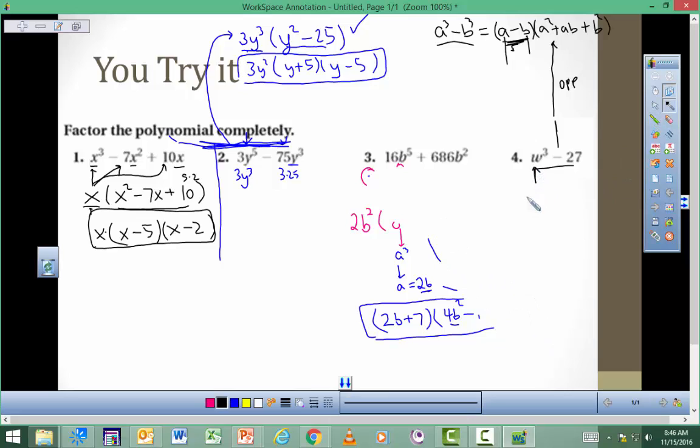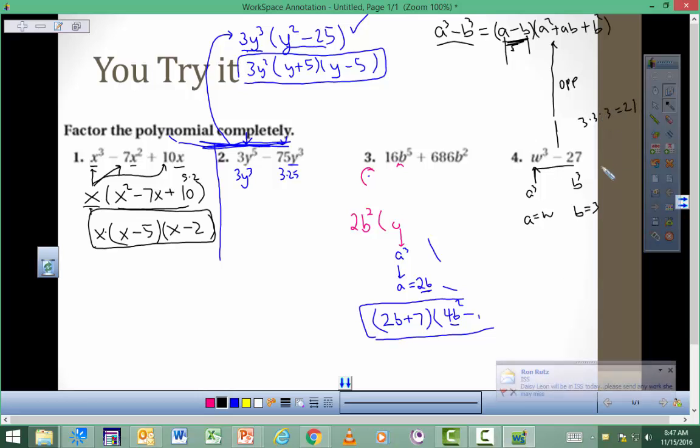So if this is your a cubed, then what's a? And hopefully you can see, well, it has to be just w. And if this is b cubed, then what's b? Hopefully you're saying 3. Why are you saying that? Well, because 3 times 3 times 3 is equal to 27. There you go. Okay, so we found the a and the b.